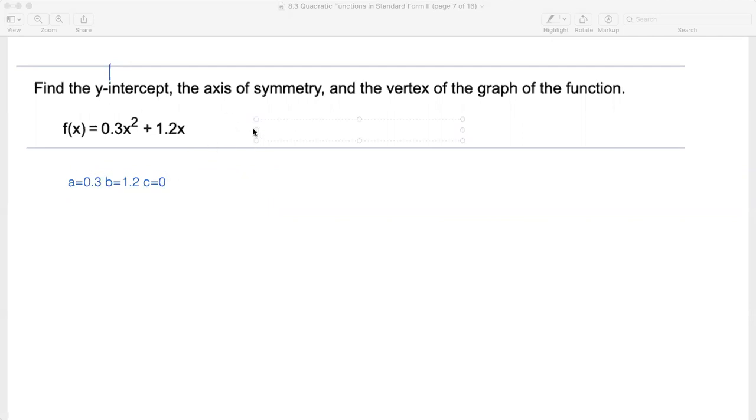So your y-intercept is 0, 0. All right, well, that's not so bad. I like that. We'll take it. Now, for number 2, to find your line of symmetry, let's go ahead and do that in red.